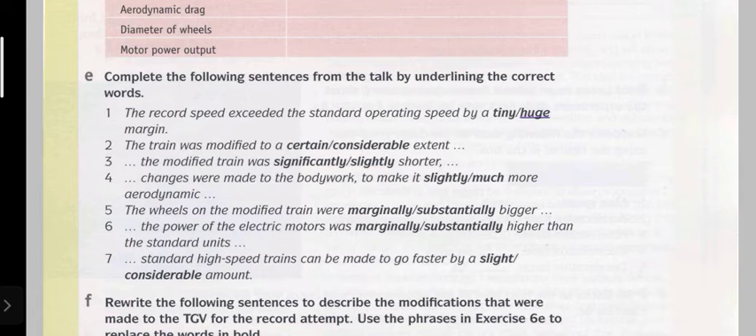Yes, slightly more aerodynamic. This is what he said. هو ده اللي قاله. Number 5, the wheels on the modified train were marginally or substantially bigger. Substantially. Yes, marginally. Very good. Number 6, the power of the electric motors was marginally or substantially higher than the standard units. Yes, substantially. 7, standard high-speed trains can be made to go faster by a slight or considerable amount.